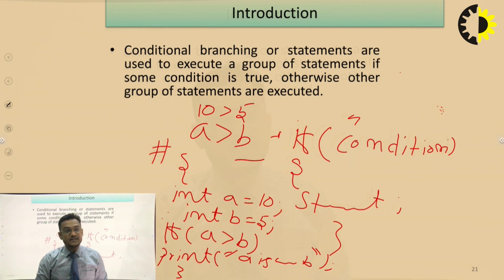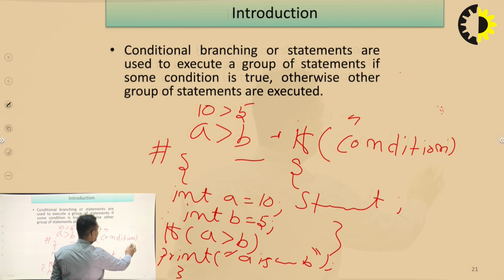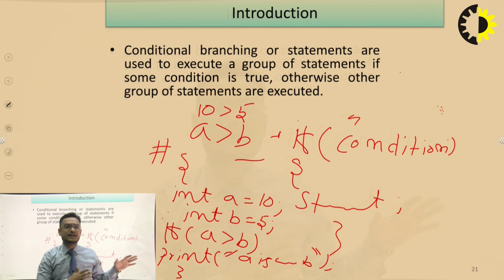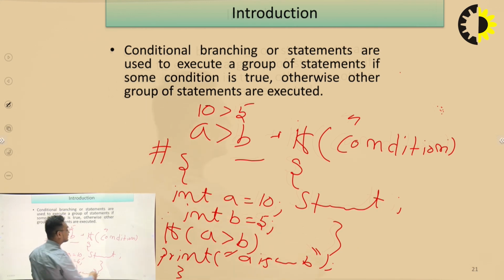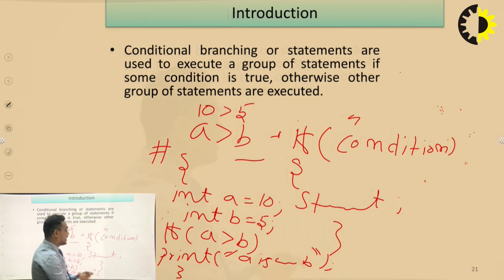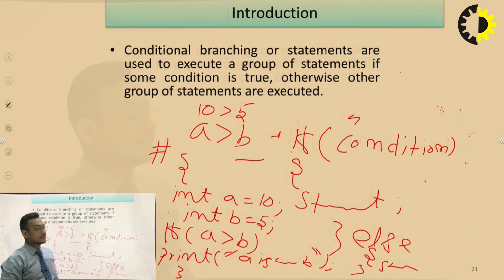Now the second statement is the else statement. Else is the alternate of if. It means if always represents the true value, else always represents the false value. What is the syntax of else? Same here: firstly you write the if, then condition, then statement, curly braces close, then you write else, then curly braces open, statement, then curly braces close.